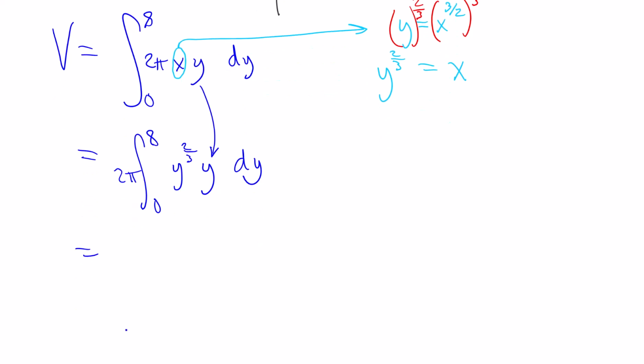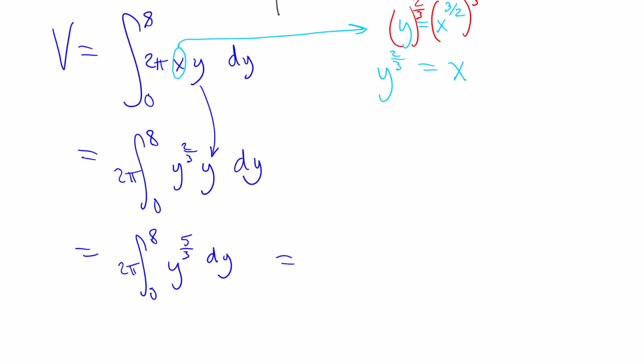Okay, let's take this a little bit further. We have the integral from 0 to 8. 2 pi is our constant out front. And then inside the integrand, we have y to the 2/3 times y. Well, just do a little basic algebra there. That means y to the 5/3. We just add those powers. And then we have dy. This is our integral. So let's go ahead and compute it.